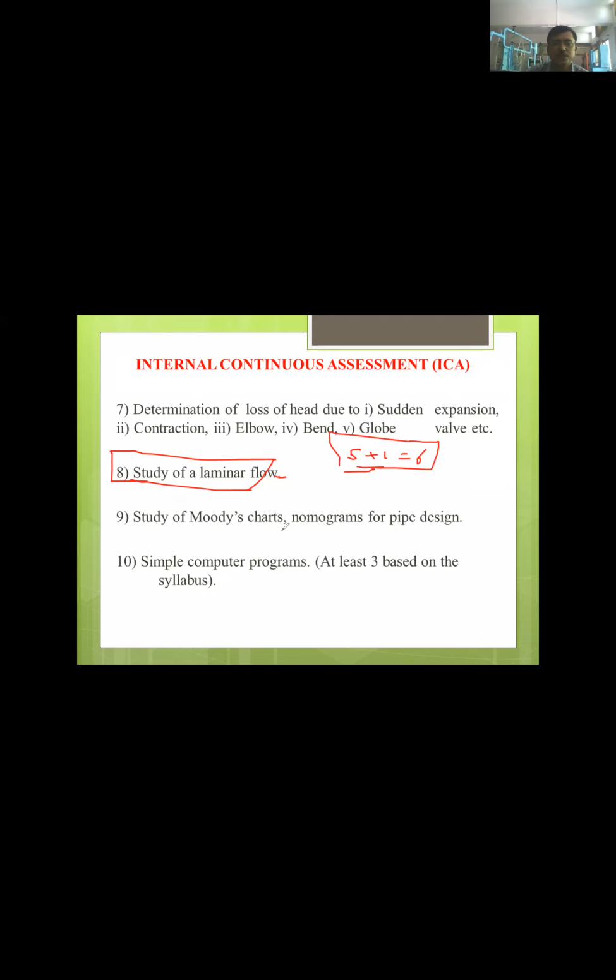Next one is the study of the Moody's chart nomograms for the pipe design. So Moody's chart is one kind of chart, and nomogram is another different way of determining the unknown quantity in the fluid flow. Okay, instead of doing complex mathematical calculation, different scientists or engineers have found a shortcut for this complex calculation. They have prepared different charts, and with the help of these charts, we can easily find out the unknown entity. Okay, so that we are going to learn in this practical.